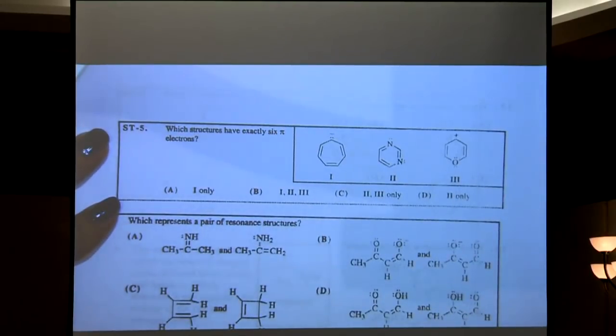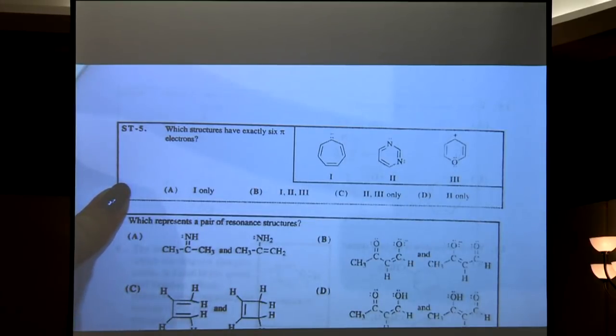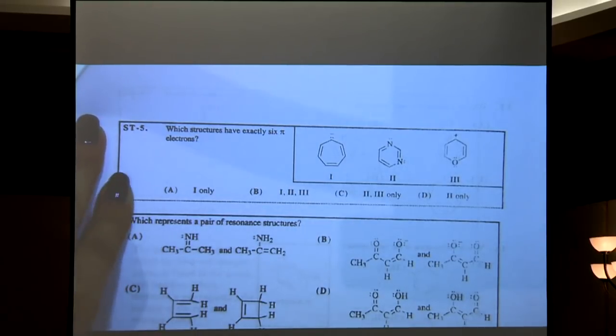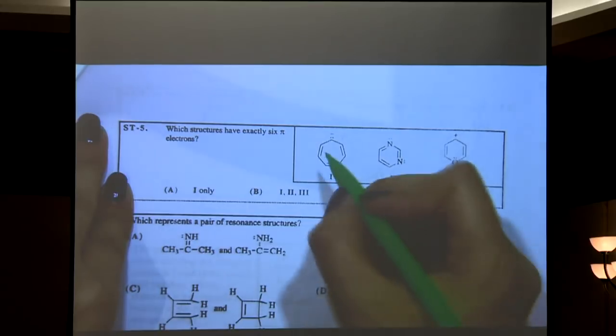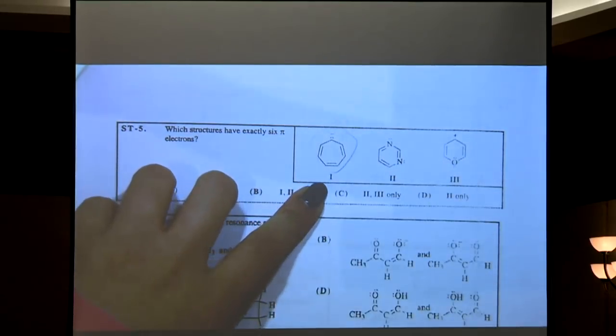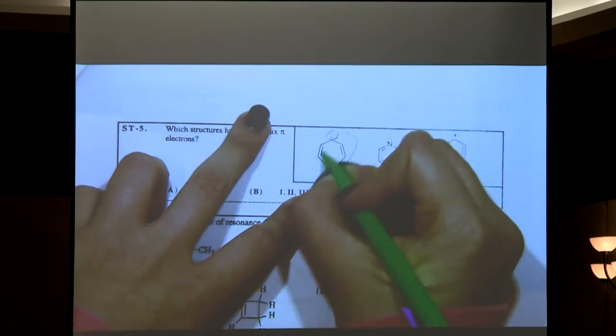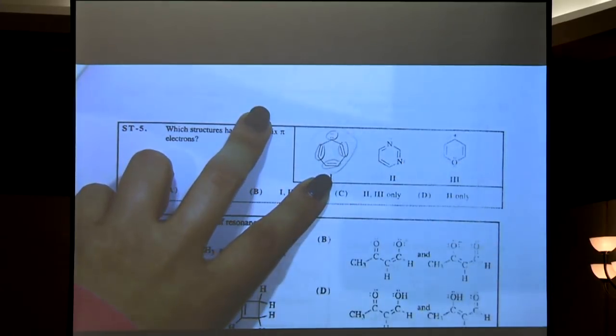Okay. So this question goes back to the aromaticity chapter, which wasn't too bad. I think it was one of the easier ones in Orgo 2. Which structure has exactly 6 pi electrons? So how many electrons do we have here? 8, right? We have 1, 2, 3, 4 times 2, 8.